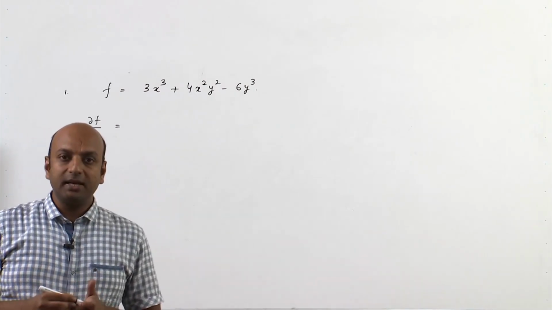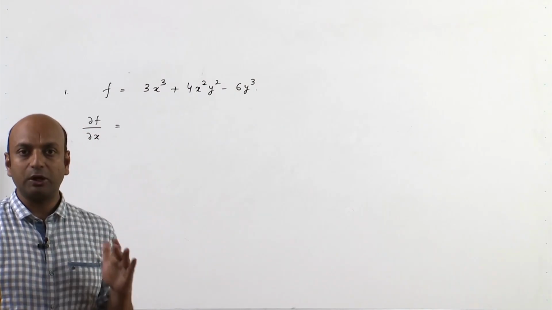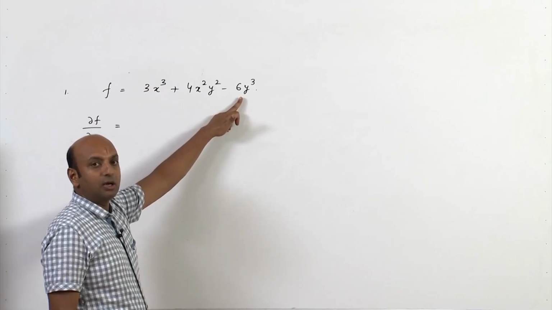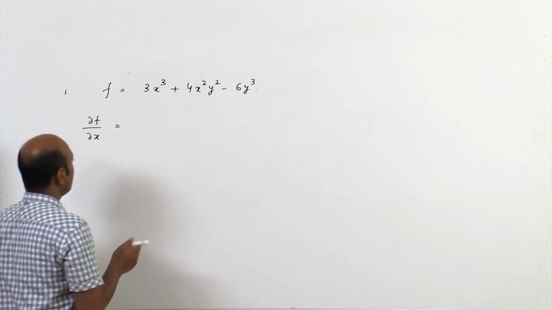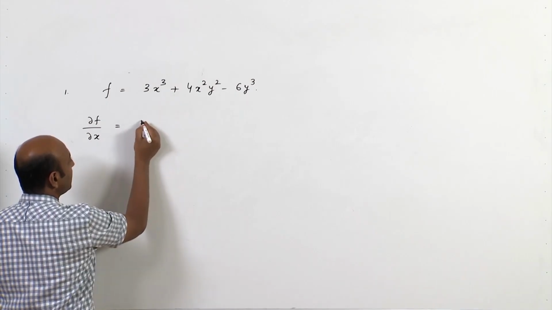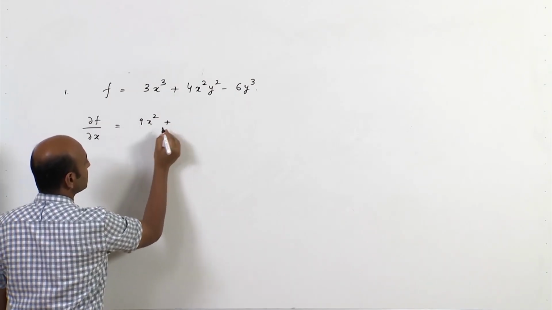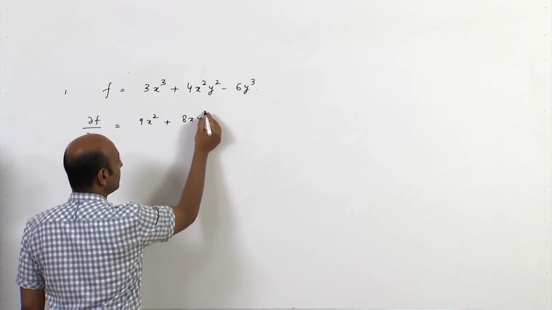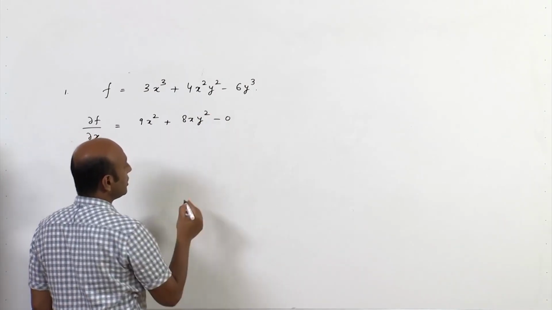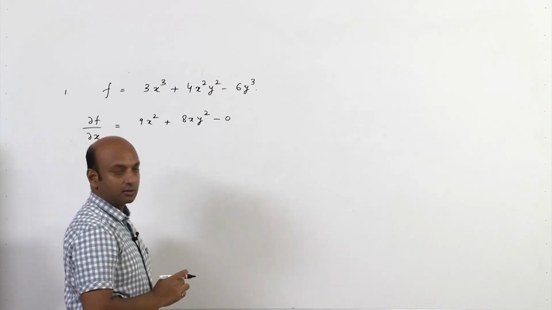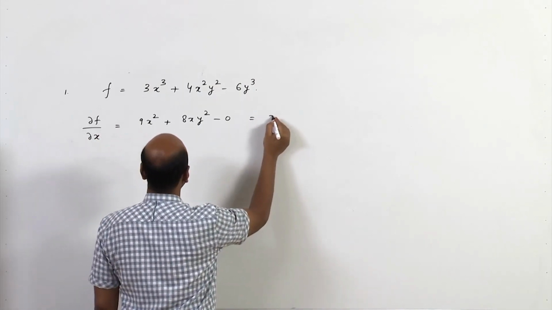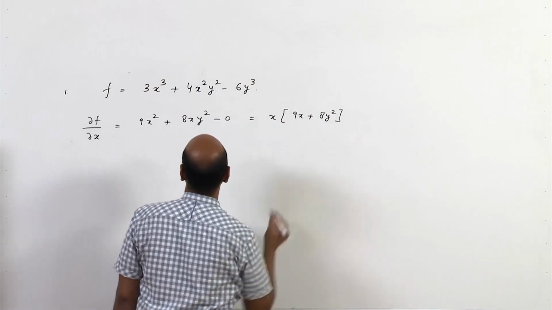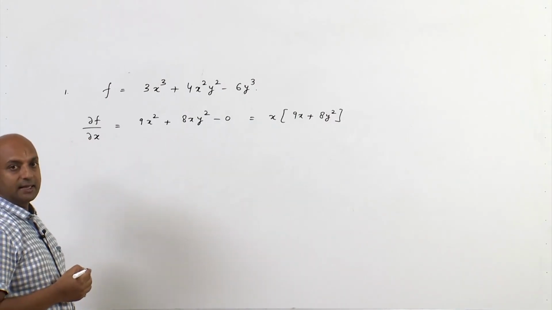So, del f upon del x is simply the partial derivative of f with respect to x. That means, you have to simply differentiate this function with respect to x, keeping all other variables constant. So, the derivative of this with respect to x is simply 9x square plus, you have to keep y constant, 8xy square minus 0, because we are treating this as a constant. So, this is x times (9x plus 8y square). So, this is del f upon del x.